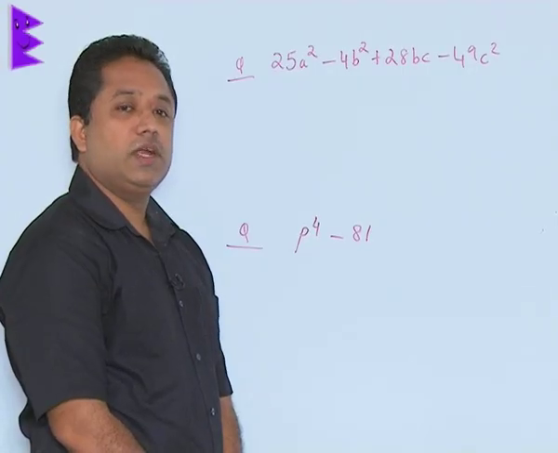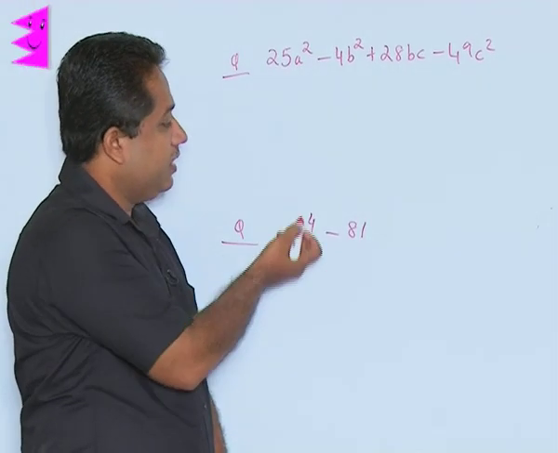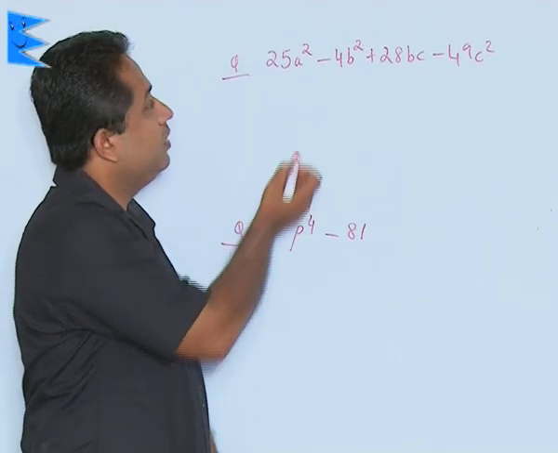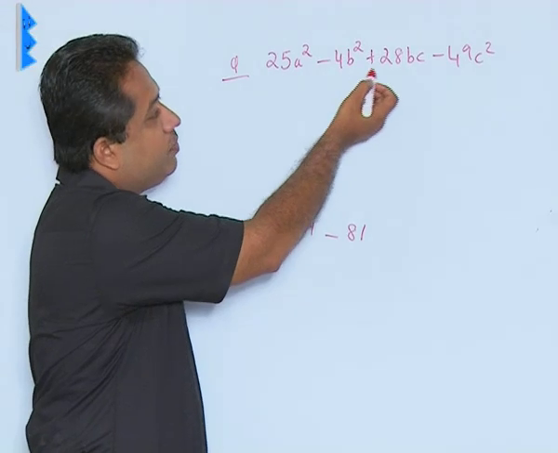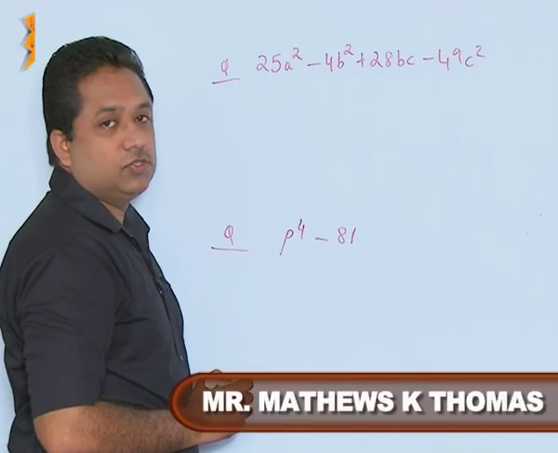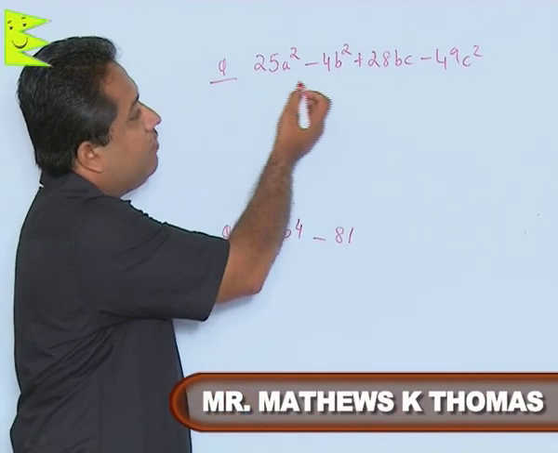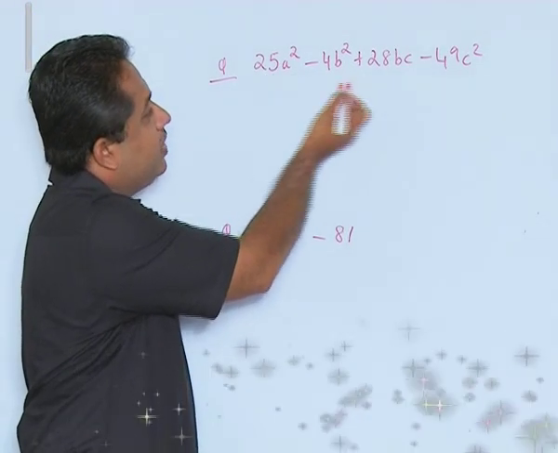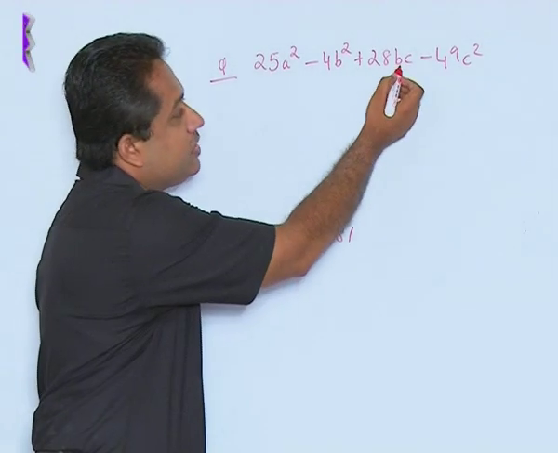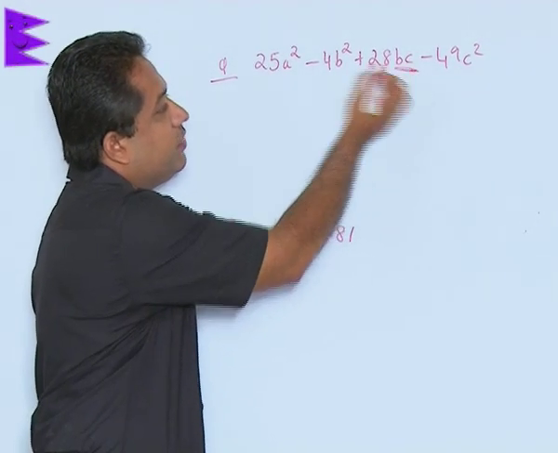Let us look at some more examples where we will have to do factorization by using the identities. 25a square minus 4b square plus 28bc minus 49c square. Now, here we find that there are 3 variables, one is a, one is b and one is c, and we look at this term bc. Now, this is very crucial.